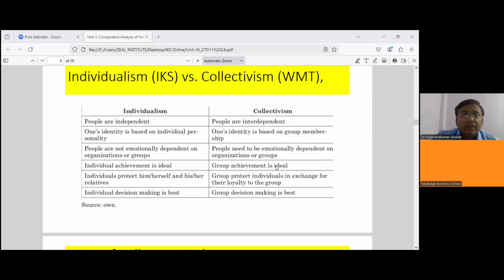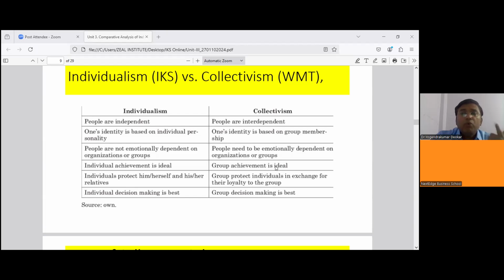In IKS, individualism is very important: Vyakti Swatantra, and I can say collectivism is Samuha Swatantra. Okay, these are the two terminologies on their own place. Western management theories support collectivism. People are interdependent; they are dependent on each other. And in the IKS case, individualism, Vyakti Swatantra, people are independent.